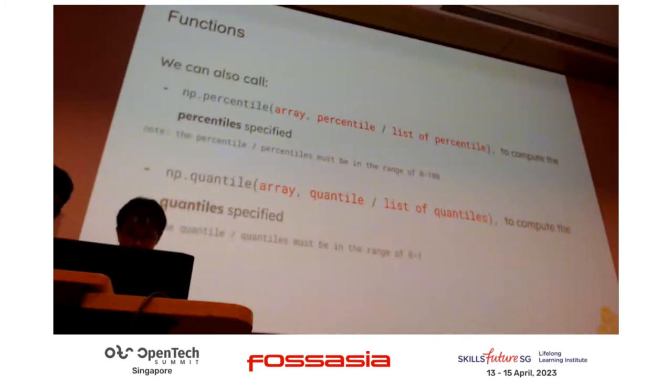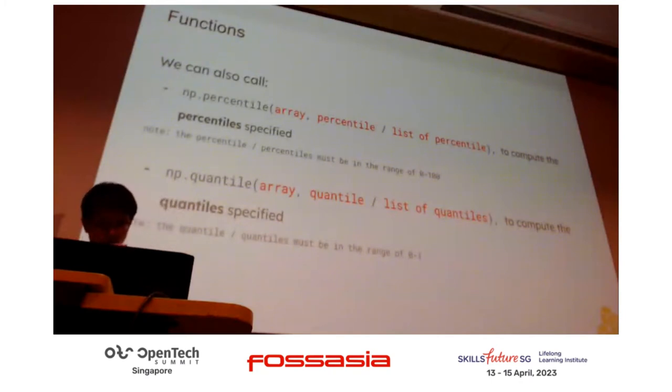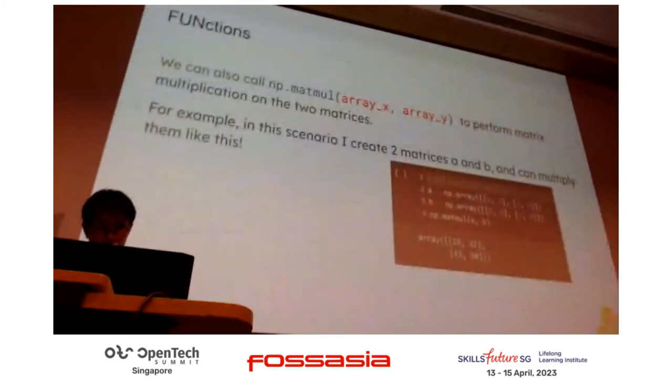numpy.quantile also works in a very similar way. It requires an array along with a quantile or a list of quantiles to compute. And these quantiles must be in the range of 0 to 1, so like 0.5, for example, or 0.25, that kind.